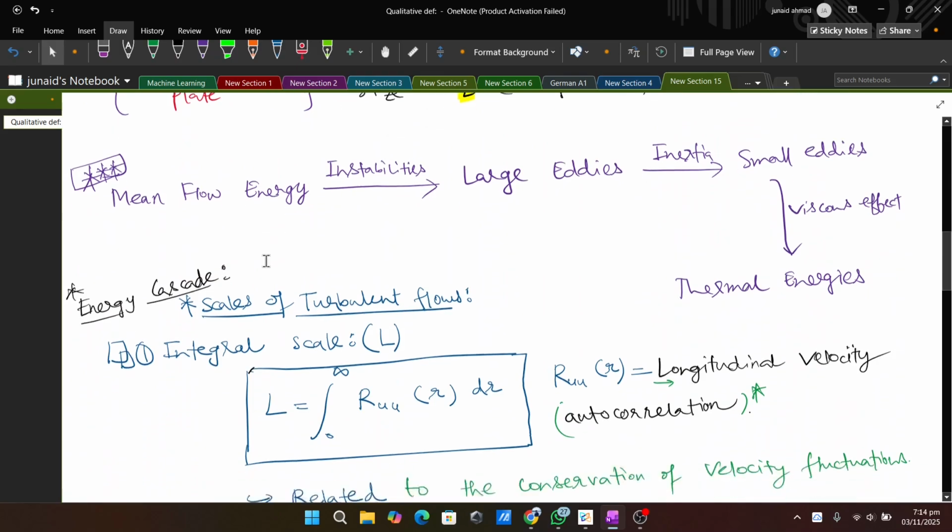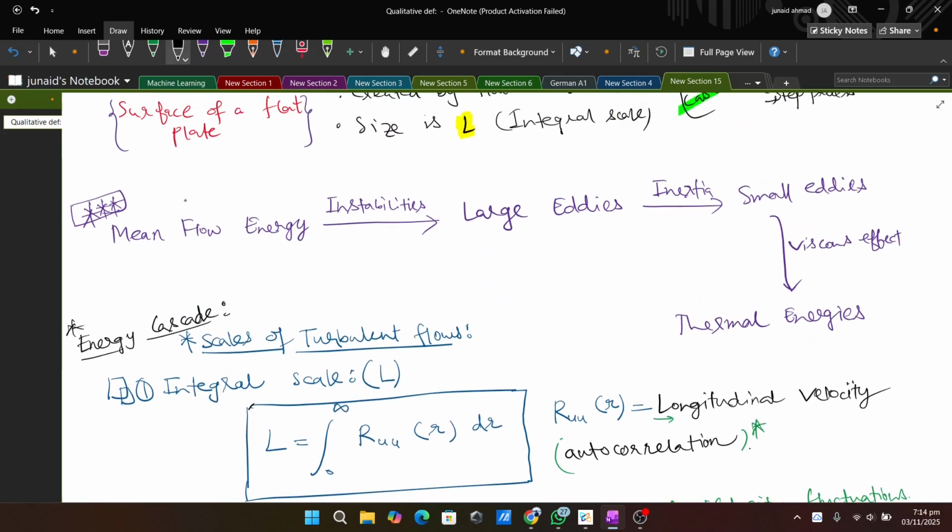Then we talked about this flow chart, mean flow energy. Then there are instabilities. Due to the instabilities, we're getting large eddies. Due to inertia, getting smaller eddies, and the viscous effect is basically dissipating all the eddies, and we end up getting some thermal energy. So basically, this is the conversion.